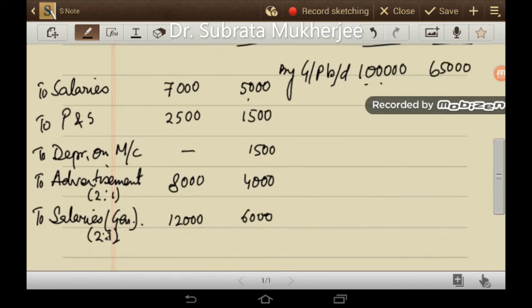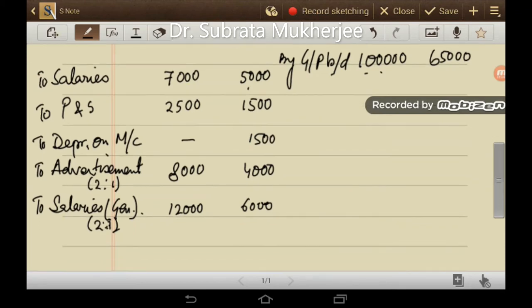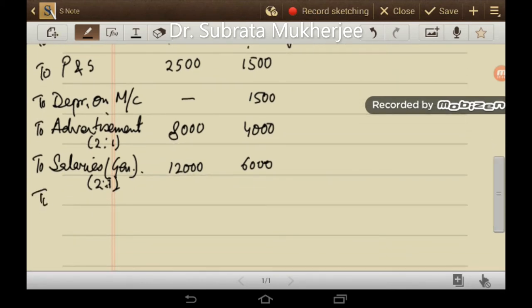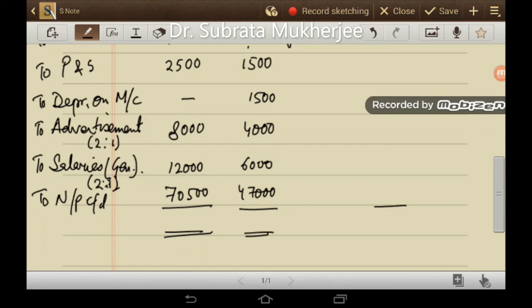So we have salaries, printing and stationery, depreciation, advertisement, and salaries general. The net profit is also the balancing figure here. This will be 70,500 and this will be 47,000. So both side totals of the PL account will be 1 lakh in case of department X and 65,000 for department Y.